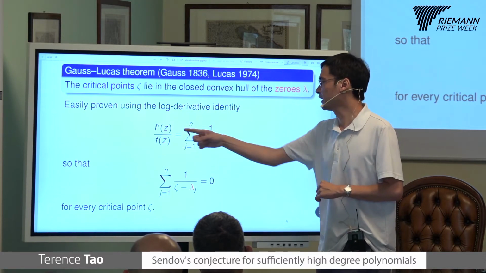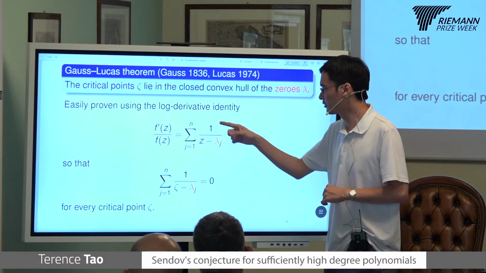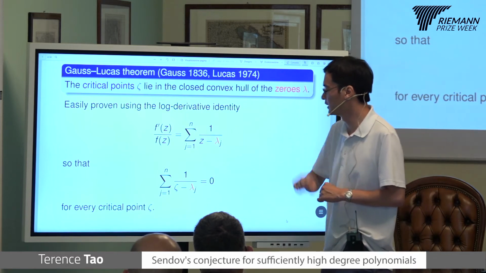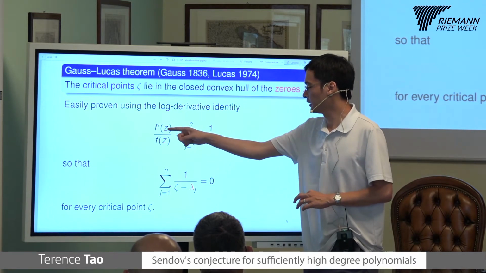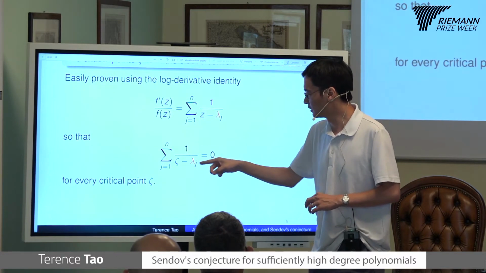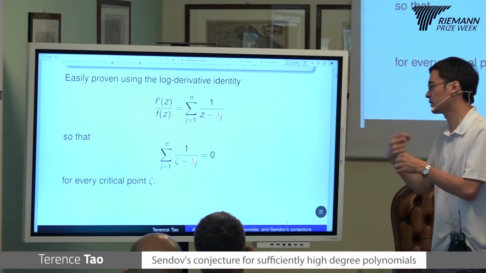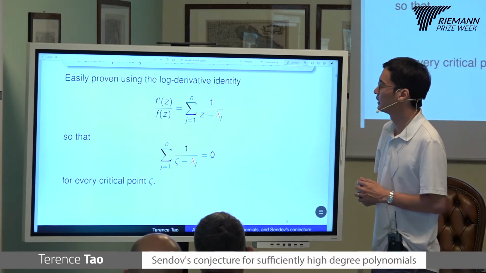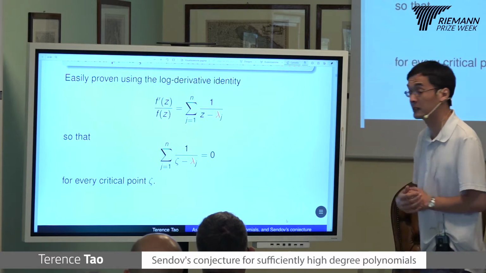You can write that in terms of the zeros, and it turns out to be just the sum of reciprocals of the differences z minus the zeros. It has a pole at every zero, but it has a zero at every critical point. So every critical point zeta is related to the zeros by this little formula, and just by playing around with some complex numbers, you can prove the Gauss-Lucas theorem. Okay, so next slide, please.